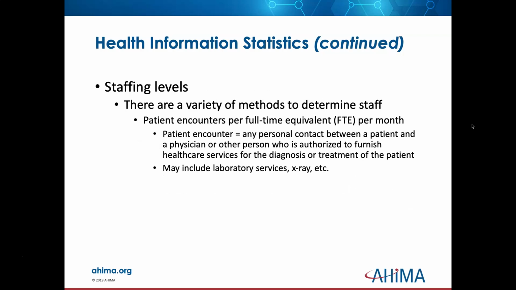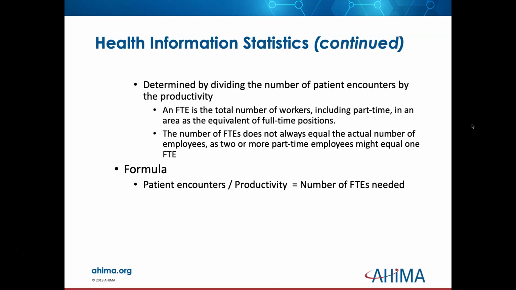Staffing levels. There are a variety of methods to determine staff. You can look at patient encounters, because every encounter you're going to have to do something with in terms of medical records per full-time equivalent, or FTE, per month. You can also look at dividing the number of patient encounters by the productivity. That also can give you the number of FTEs needed. And I would say that that's probably the most common.